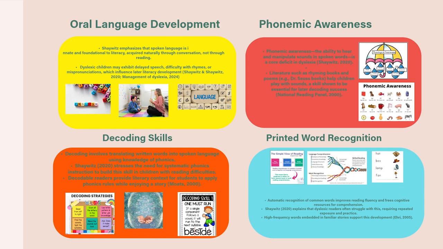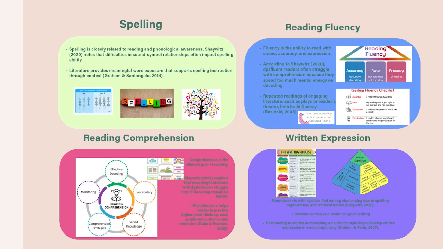The second one we're going to go over is phonemic awareness. This is the ability to hear and manipulate sounds in words, and is the strongest predictor of reading success. The third one is decoding skills. Decoding skills are translating letters into sounds. Next is spelling, which reinforces decoding and phonics patterns. This is closely tied to reading development.